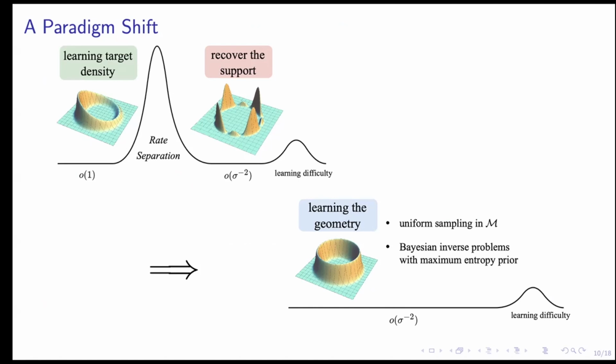So it allows us to do uniform sampling on the manifold, and also has some applications in Bayesian inverse problems with the uniform distribution as a prior. I should mention that we assume the support, the manifold, is compact and connected.